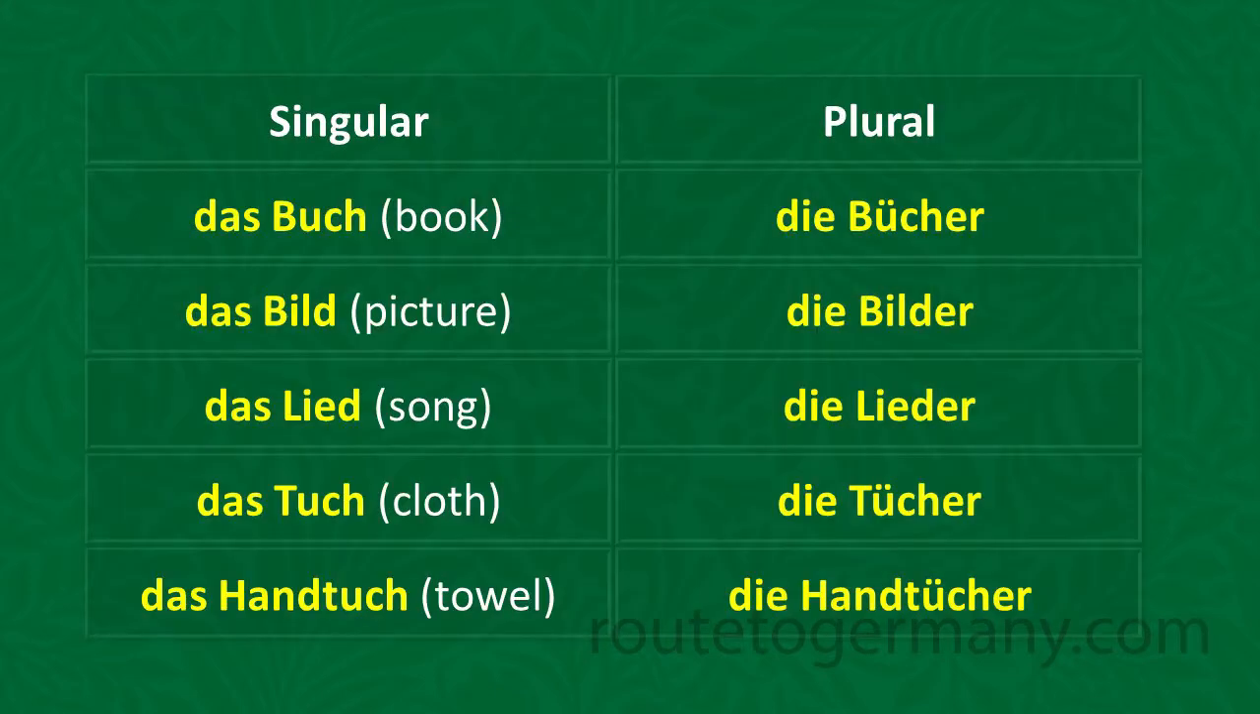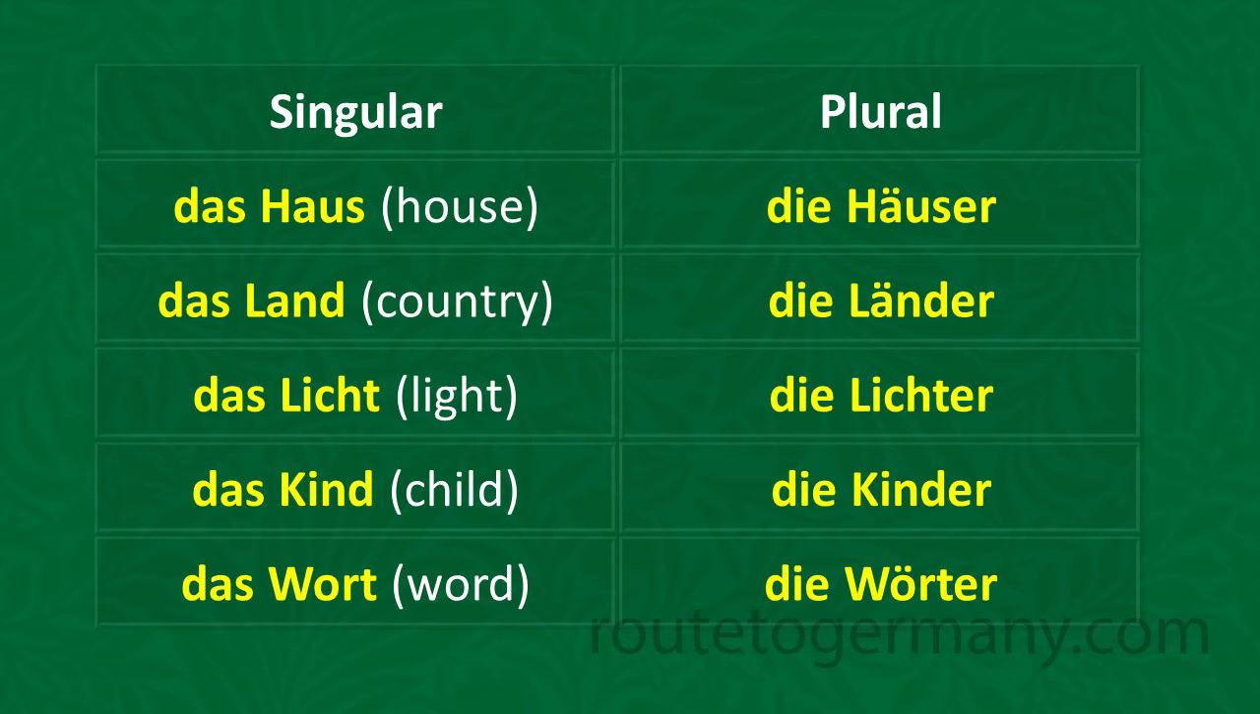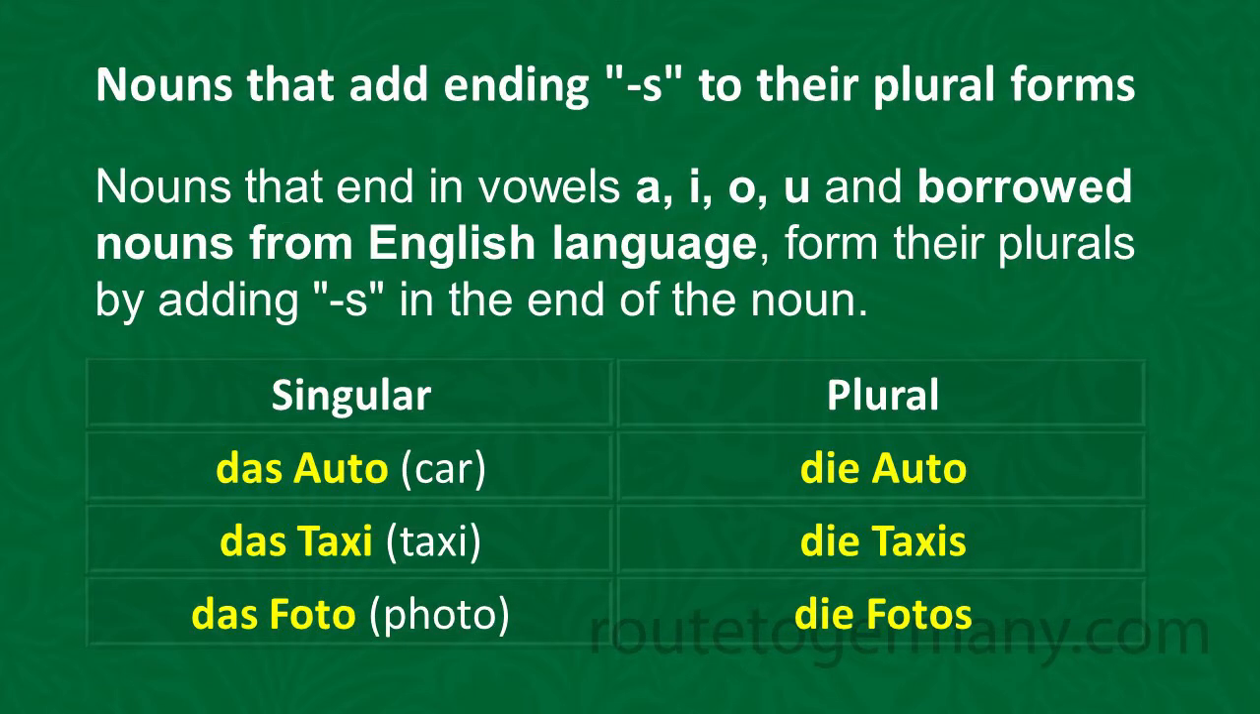Some examples are das Buch, die Bücher, das Bild, die Bilder, das Lied, die Lieder, das Tuch, die Tücher, das Handtuch, die Handtücher, das Haus, die Häuser, das Land, die Länder, das Licht, die Lichter, das Kind, die Kinder, das Wort, die Wörter.